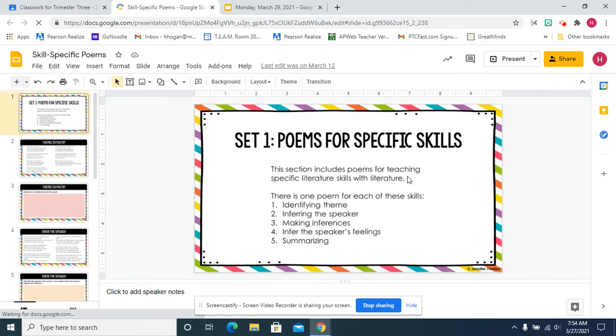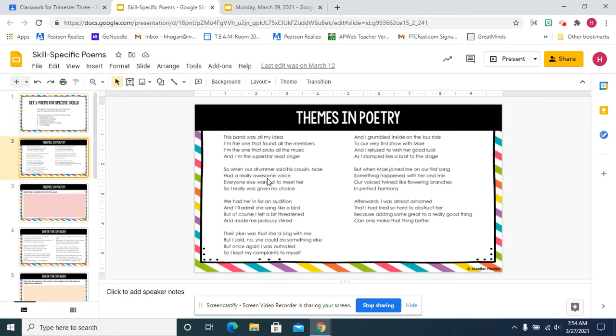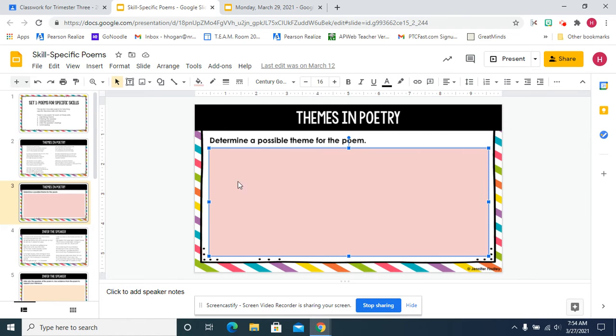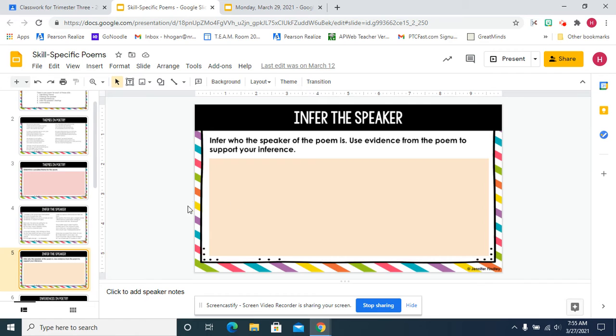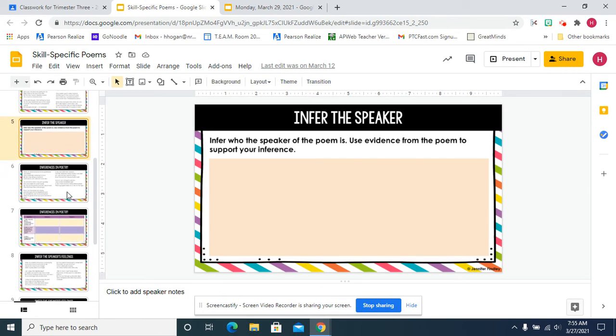So this section includes poems for teaching specific literature skills. There's one poem for each. So first, themes in poetry. So this, you're going to read this poem. What is a theme for this poem? You're going to infer who the speaker is. So you're going to read this and who is the speaker, and use evidence to tell us why you knew that.